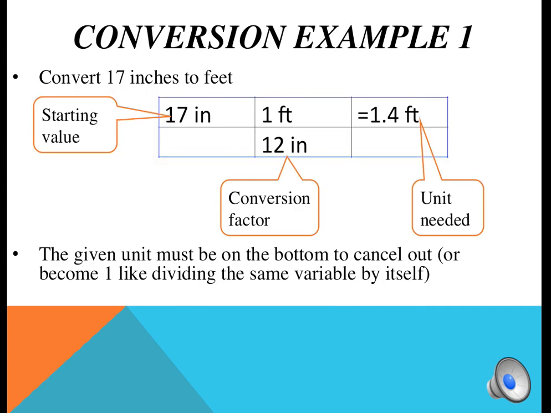So let's look at our first example. If we want to convert 17 inches to feet, starting with something we know, we have 17 inches. There are 12 inches in 1 foot. So notice the inches is underneath feet so that they cancel out, or when you divide by like variables, it becomes 1. So if you had x divided by x, that's the same as 1. Here we have inches divided by inches, so that makes it a 1. So mathematically, we have 17 divided by 12 gives us 1.4 feet.